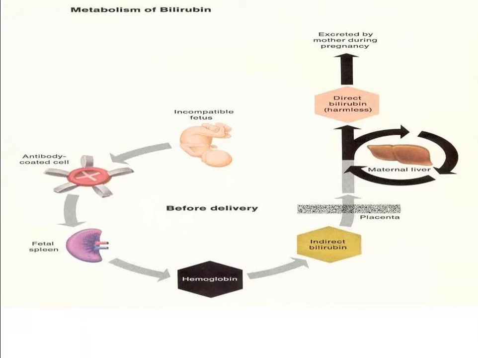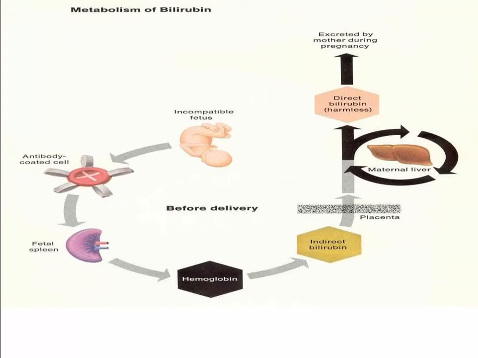Why and how is this converted into direct bilirubin in the mother? Because the mother's liver has an enzyme, glucuronyl transferase. This transferase enzyme converts the indirect into direct, and then that is excreted through the mother, in the mother's urine.